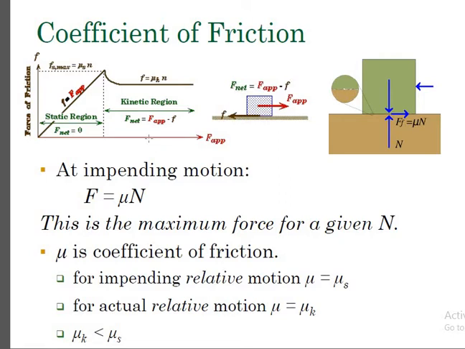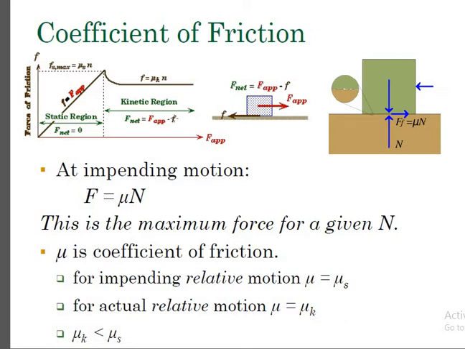At impending motion, when the body is just about to slide or move, the force of friction becomes equal to mu N, where N is the normal force and mu is the coefficient of friction. This is the maximum force for a given N, the maximum frictional force. For impending motion, mu equals mu s. For relative motion, mu becomes equal to mu k.